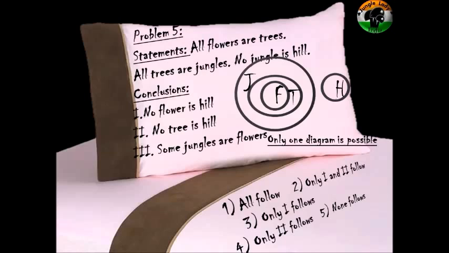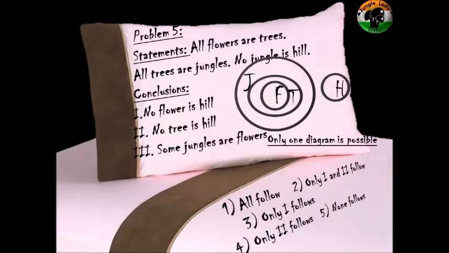So conclusion 1 is no flower is hill. So no flower is hill. F and H are disjoint circles, separate circles. So conclusion 1 is correct. Conclusion 2 is no tree is hill. Very good. T and H are separate circles. Again 2 is correct. Conclusion 3 is some jungles are flowers.